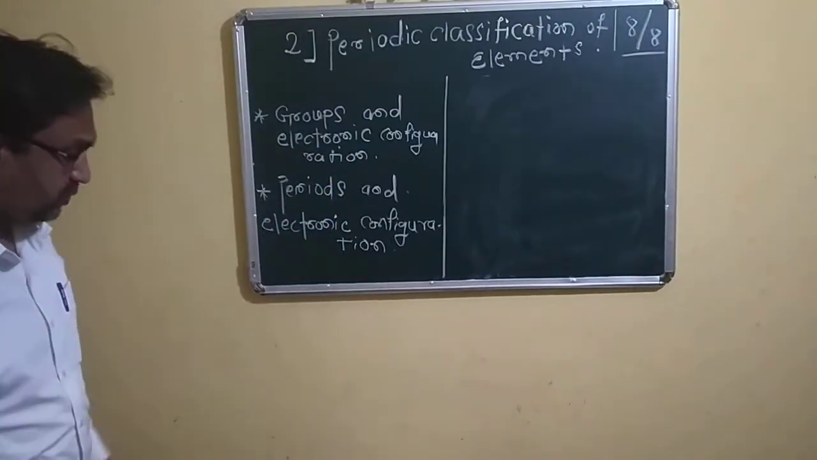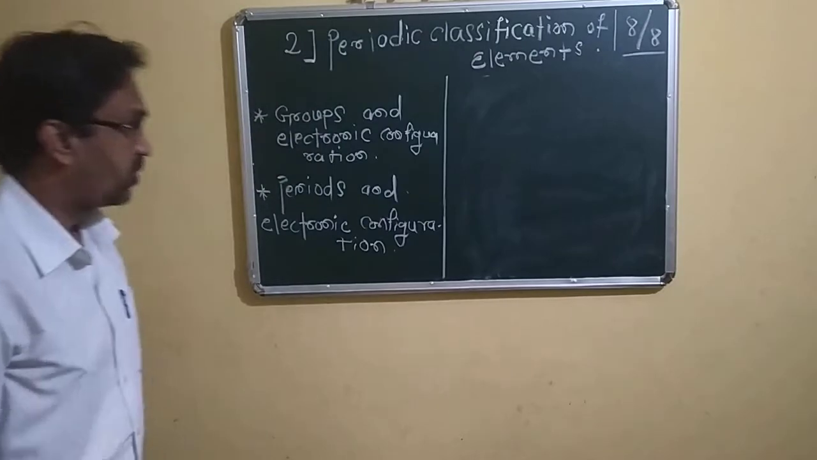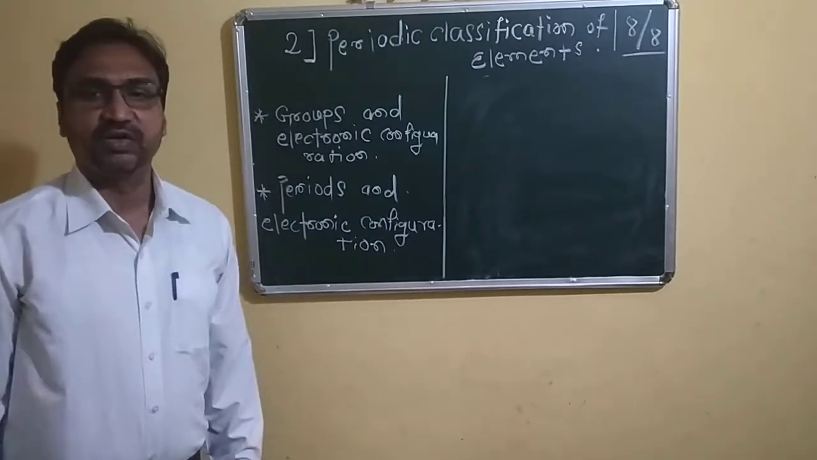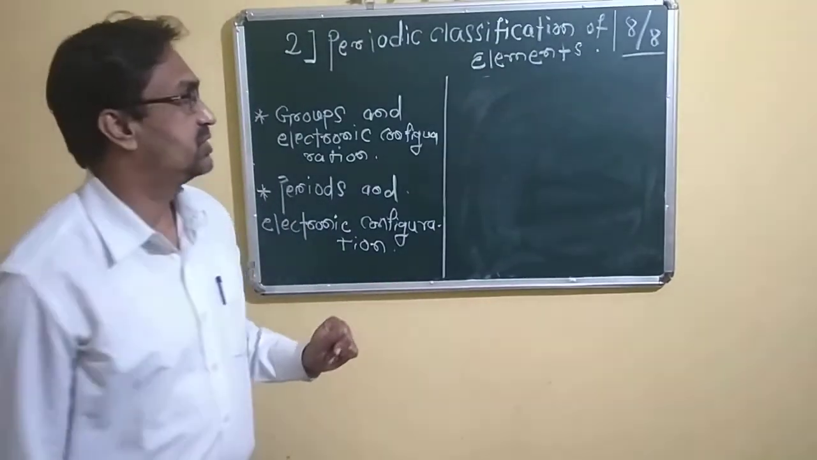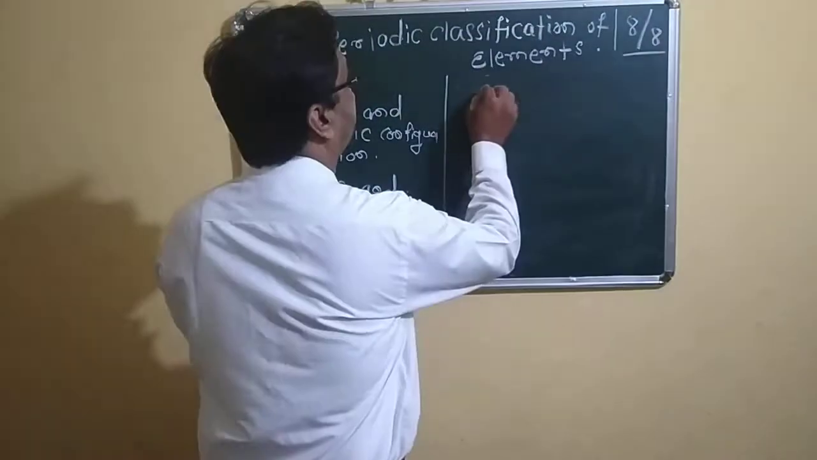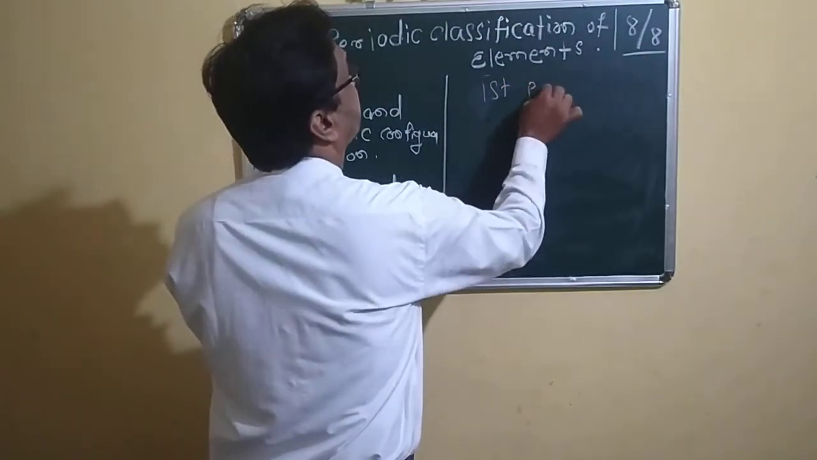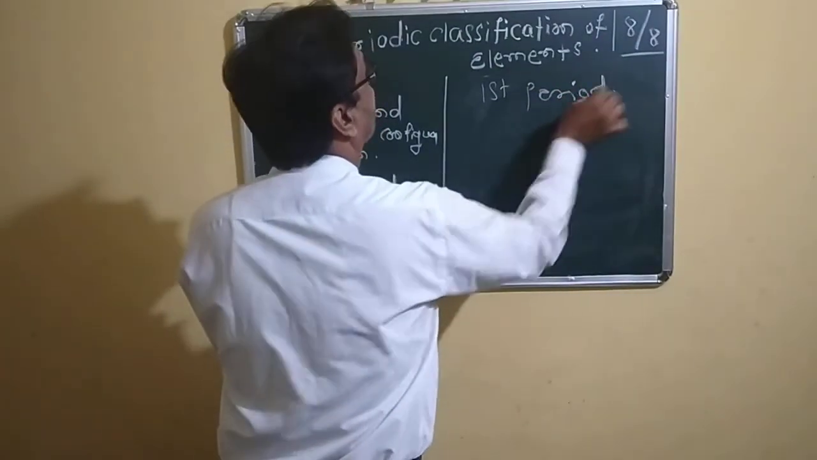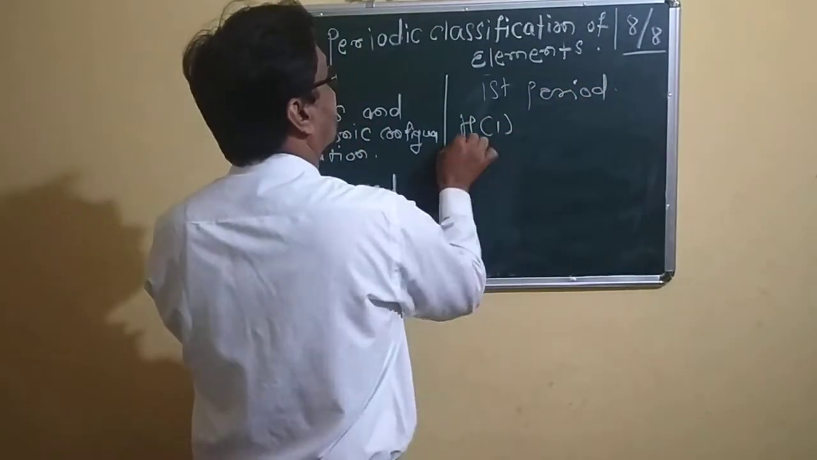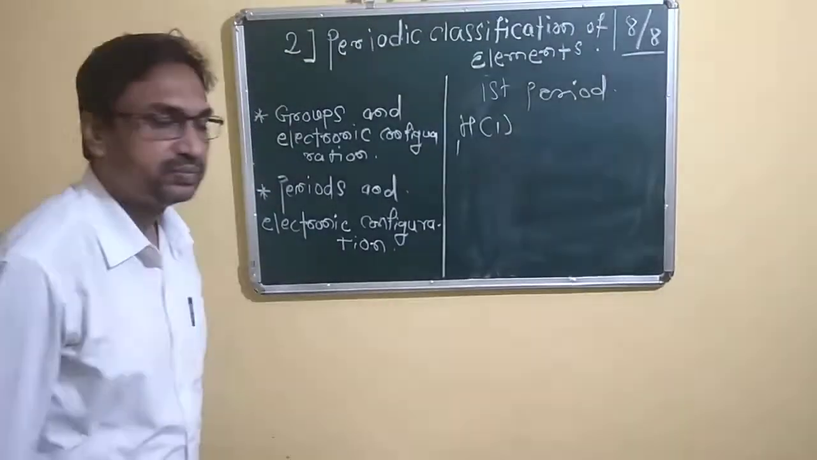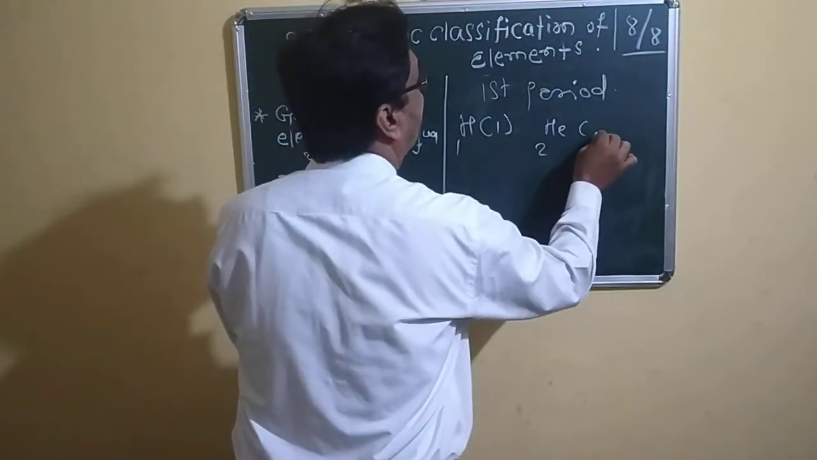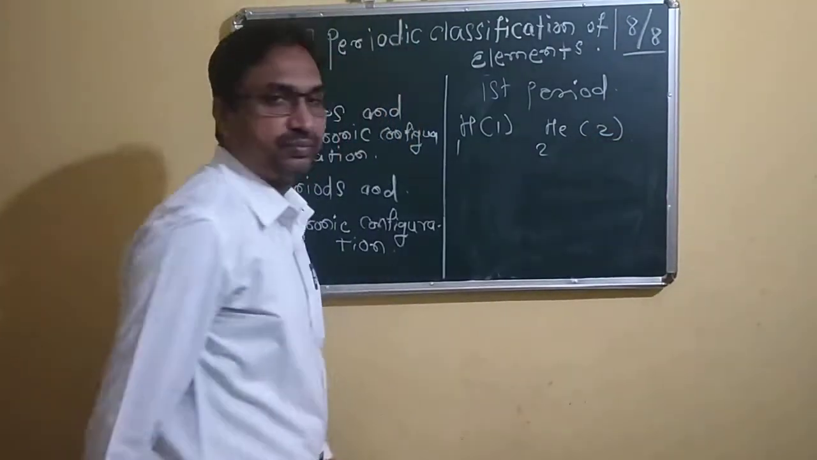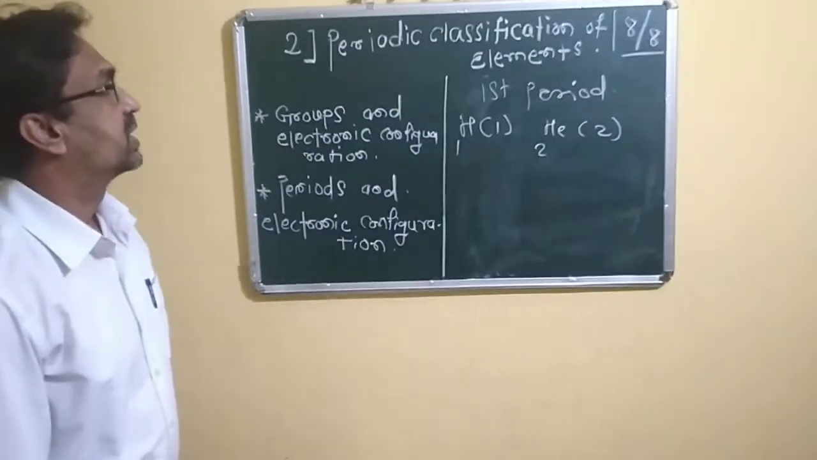So we will start from the second period, because in the first period only hydrogen and helium are there. In the first period, hydrogen atomic number is 1, helium atomic number is 2, that is 1, 2.